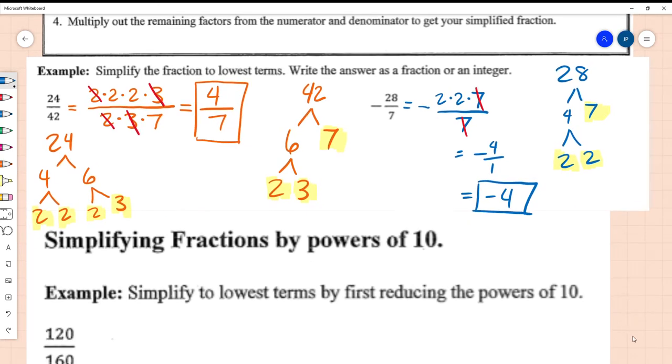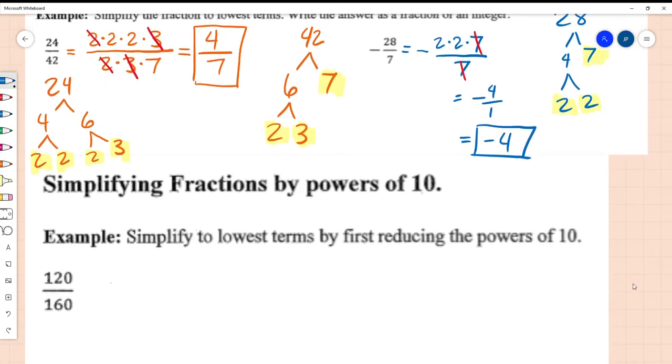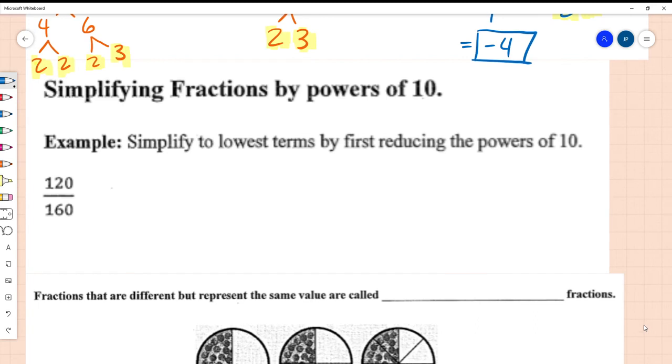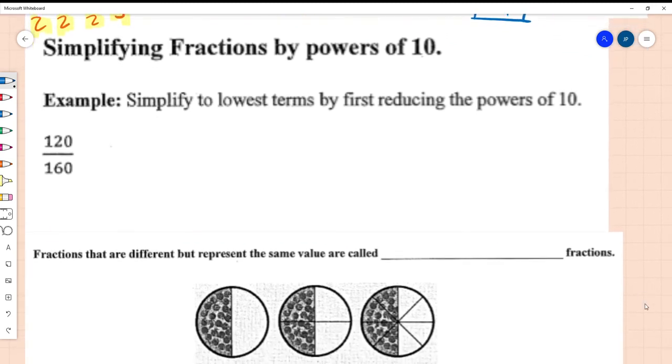And then speaking of things in a different way, simplifying fractions by powers of 10. This gets very simple as well, because our example here is 120 over 160. We want to simplify it or reduce it to lowest terms. What we can do is, because they both end in 0, we can think about it, this is saying 12 times 10 over 16 times 10, and then get rid of the 10s.